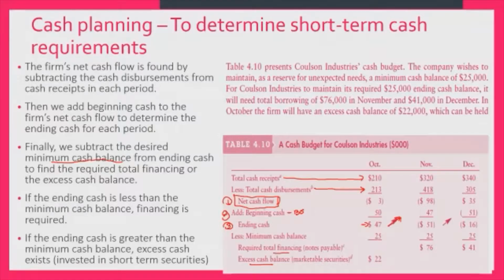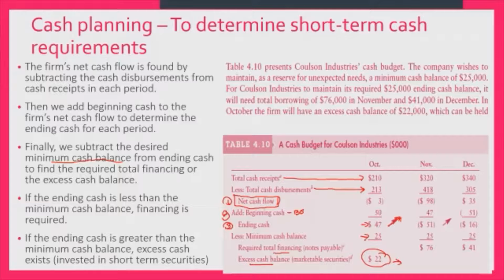So in October, after we've added our beginning cash, we end up with 47. Subtract our minimum balance. The minimum balance in this case is 25,000. So we have excess cash of 22,000. Now the firm can take this, right? And you can keep it for the period where you have shortage, or they could invest it, right?